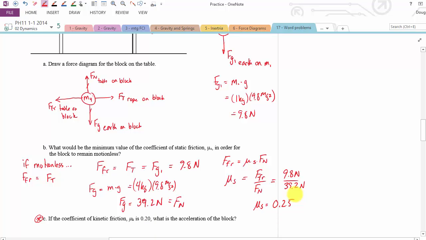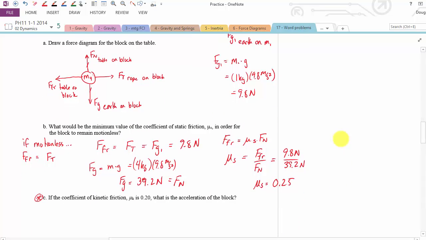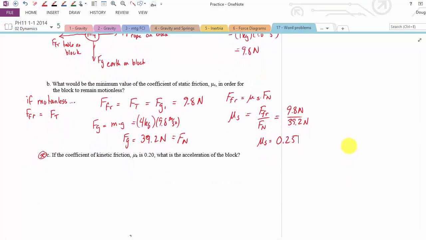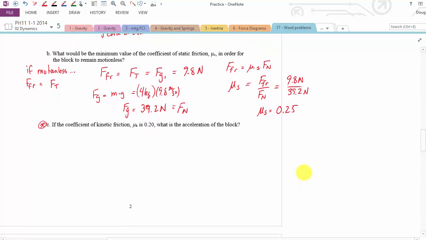Okay, done. So everybody should be able to do that. The next question is trickier. I'll go through it as well, but it says if the coefficient of kinetic friction mu k is 0.2, what is the acceleration of the block? Well, the way we can do that one is, it's kind of like a lot of math. There's an easier way to do it as well. But I shall show the easier way to do it.